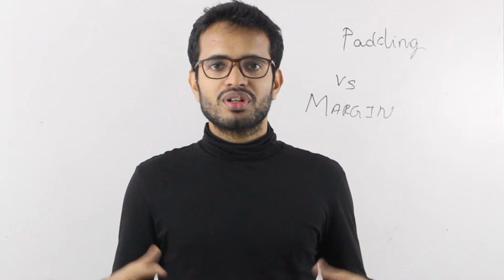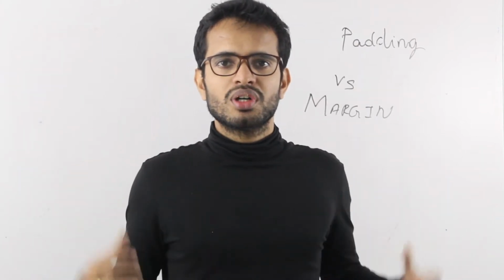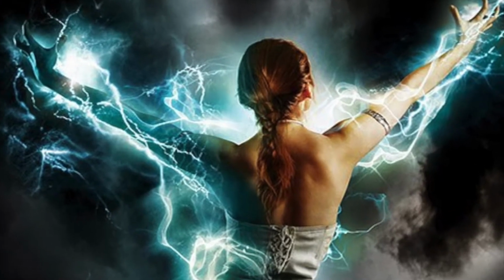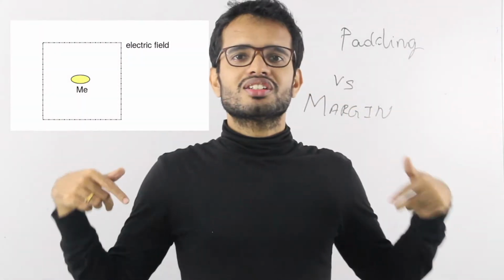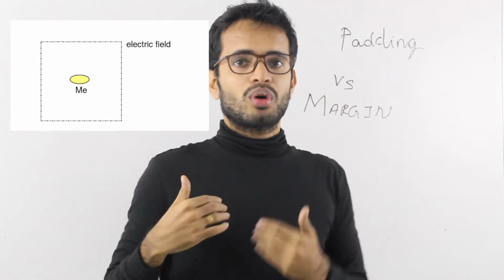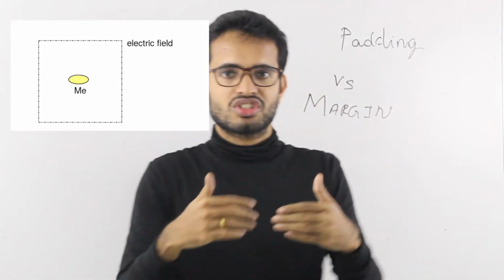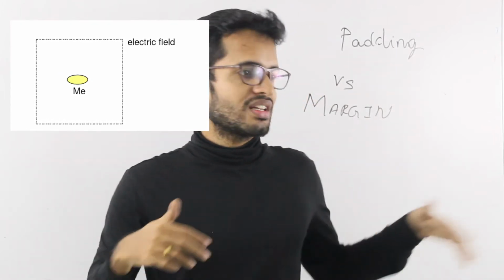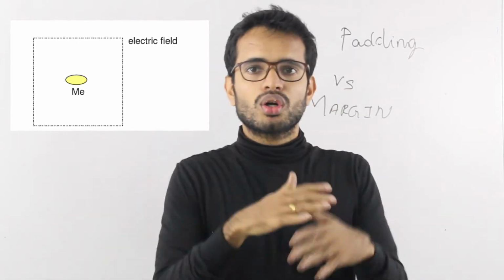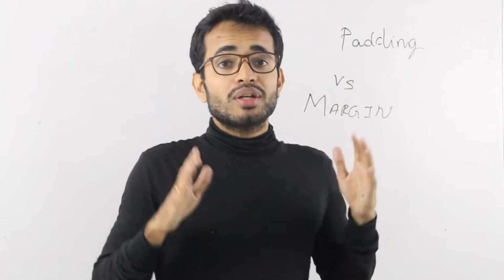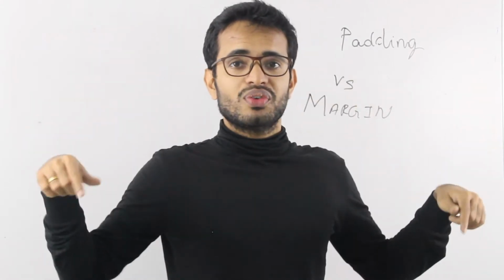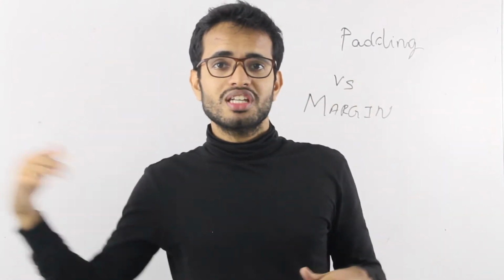Say you have a superpower to create an electric field around you. I'm going to create an electric field around me. It's in the shape of a box. But I don't want myself to be electrocuted, so I'm going to make a distance, a gap between myself and the electric field on all sides, on all four sides. Maintain a gap. And also, I don't want this electric field to electrocute somebody who is near me.